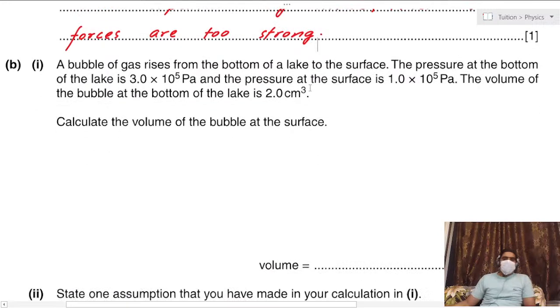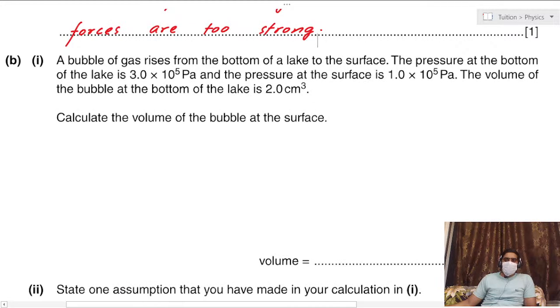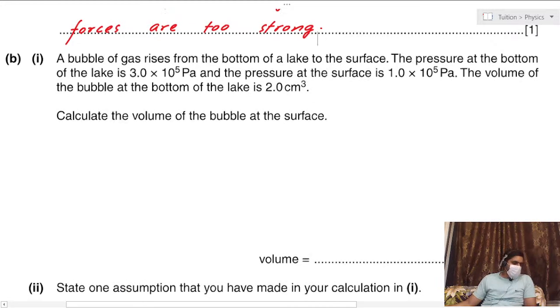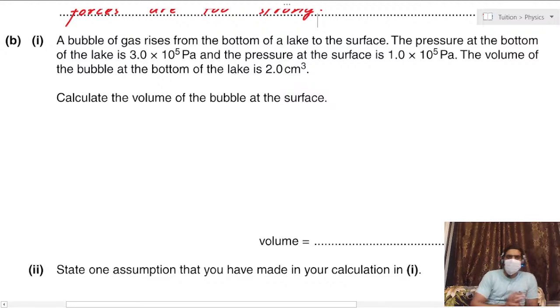All right. Now, once again, we have a mathematical question, 2 marks. A bubble of gas rises from the bottom of the lake to the surface. This is one value of pressure. This is the second value of pressure. This is the third value, of volume, and you need to find the second value of volume. The two values of pressure are given.